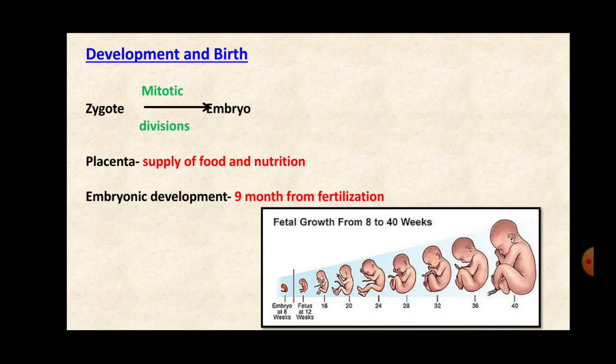In the picture you can see how the embryo looks at 8 weeks, just the beginning. Gradually after 12 weeks it is known as a fetus. Then you can clearly see how the development and growth take place. Each and every organ starts to develop, the size of the baby increases, and you can see how it looks at approximately the 40th week. So this is how the development of the baby takes place, and then the baby is ready for birth.